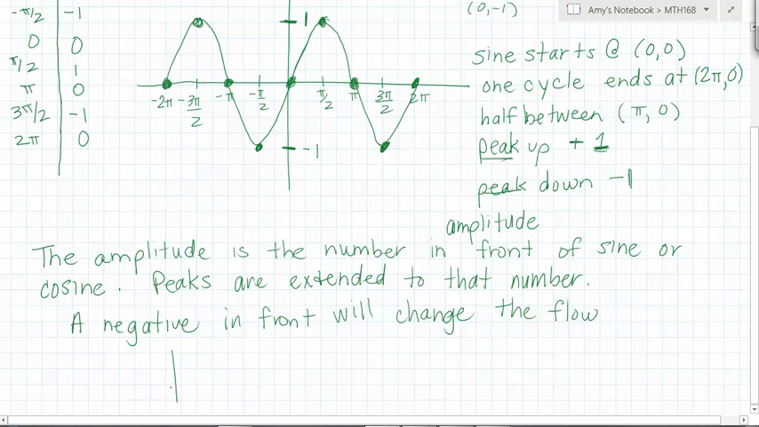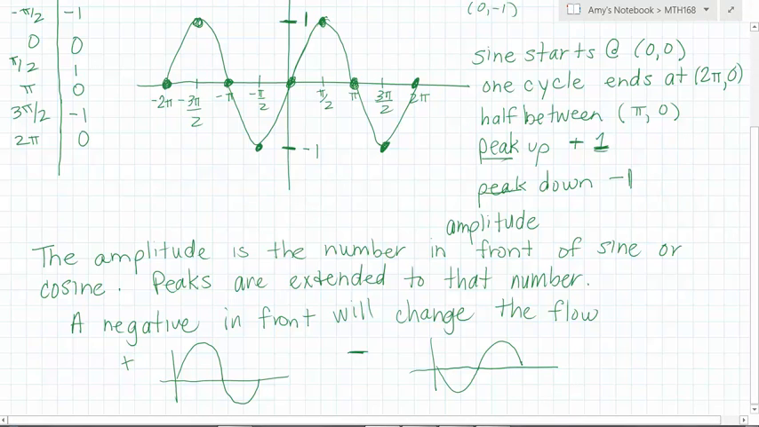So you see here that your flow right now is up and then down. That's your positive. Let's say that number in front was negative, then it's going to change your flow. Instead of being up and then down, it's going to be down and then it's going to be up. It's going to flip it.